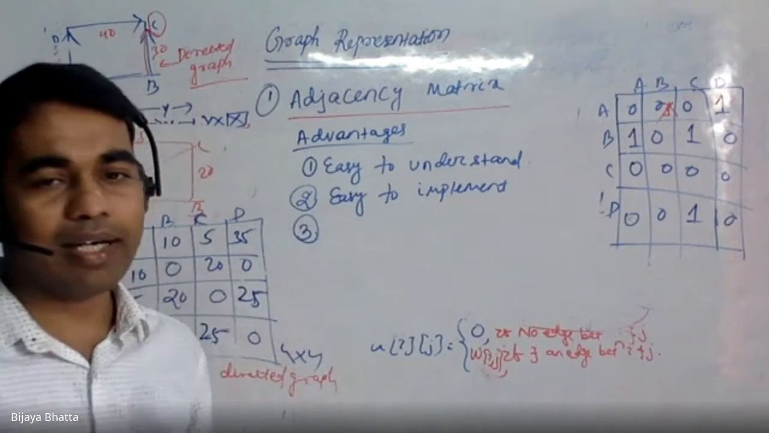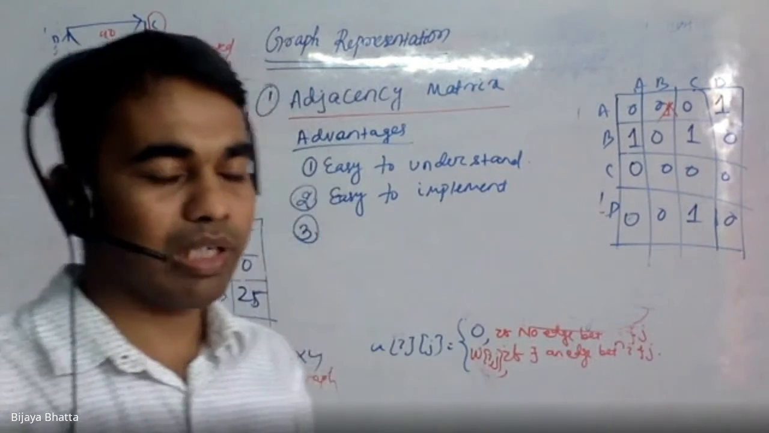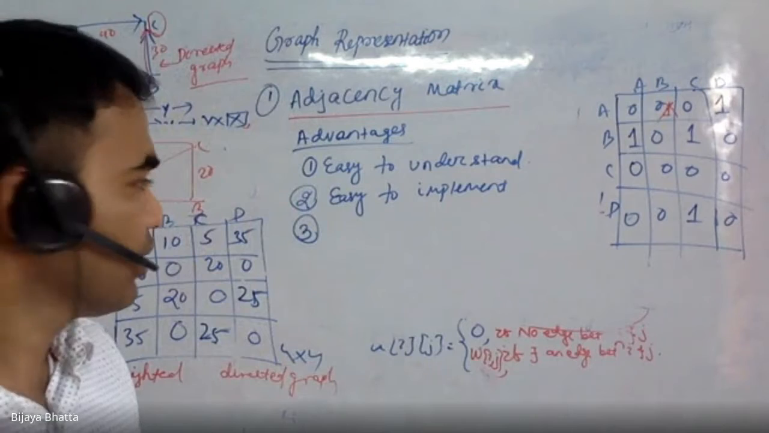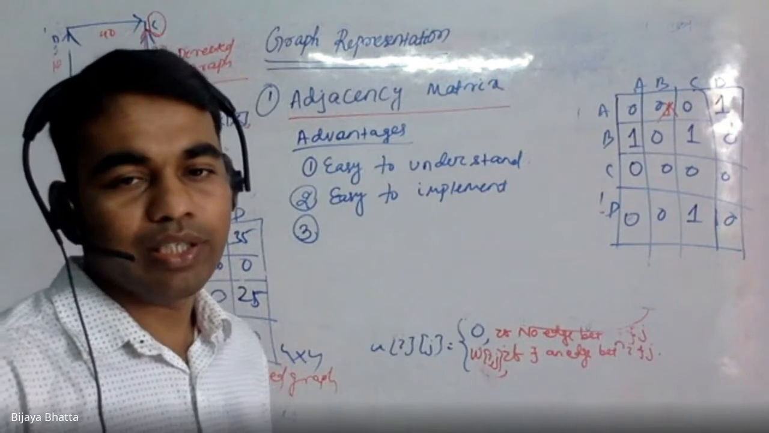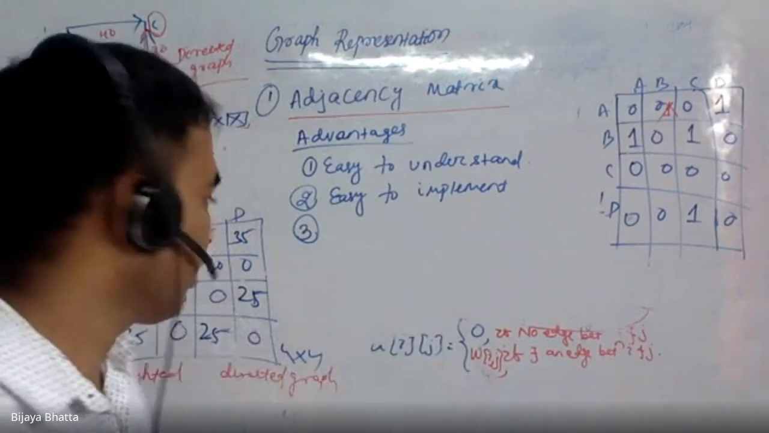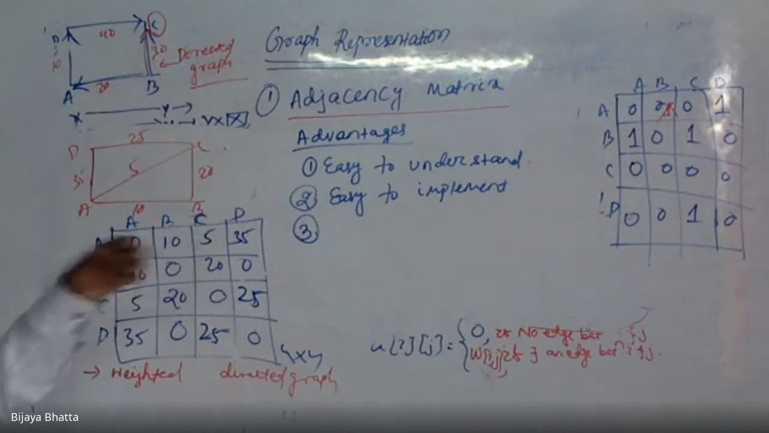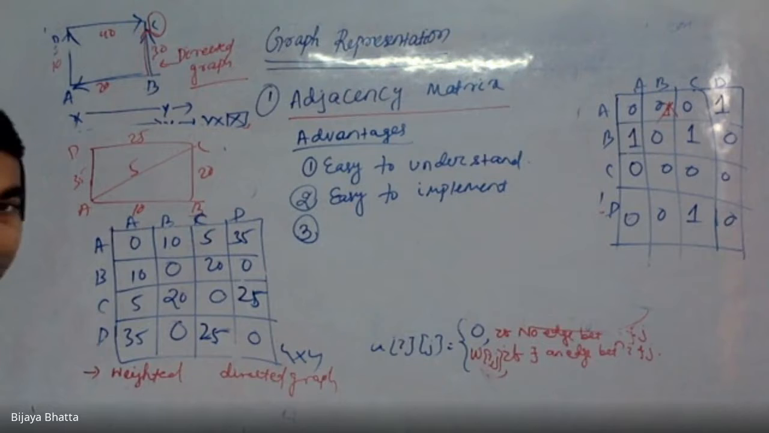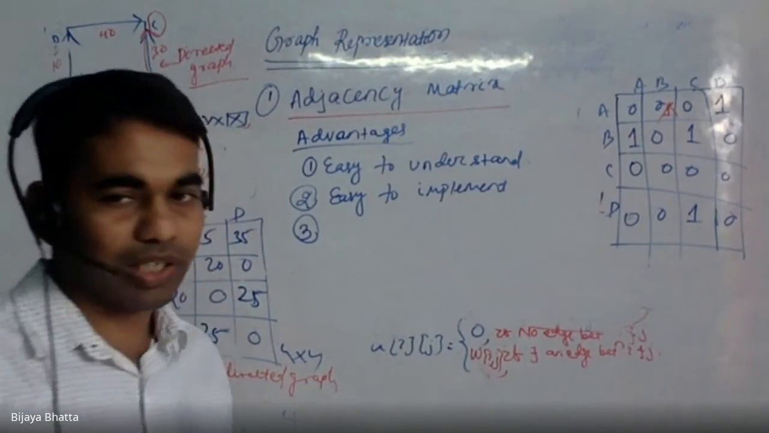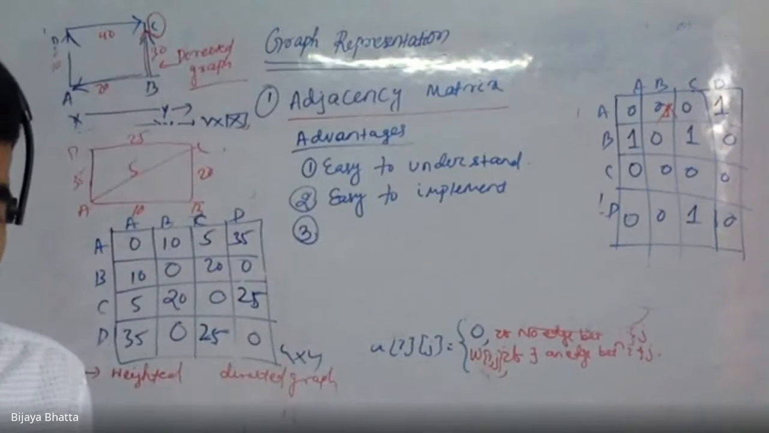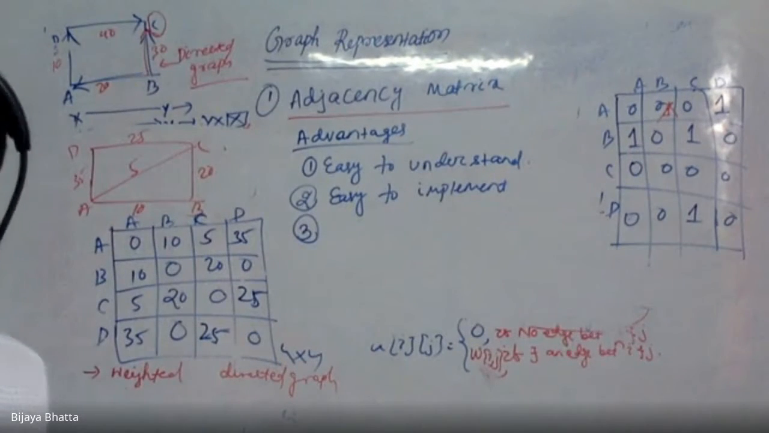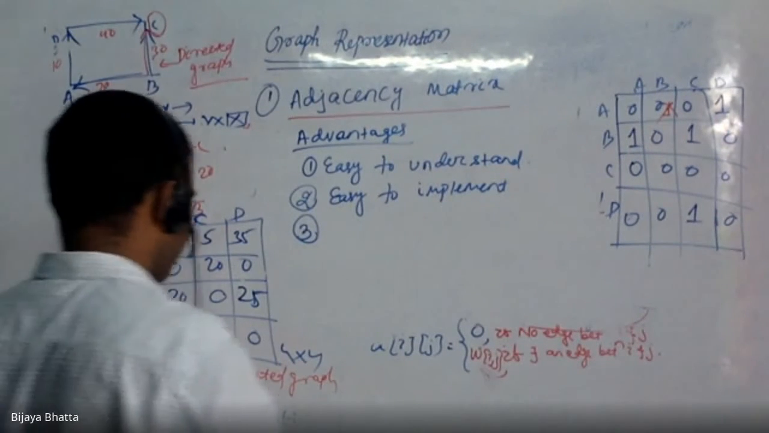Okay. So the third advantage is very important. This is with respect to time complexity. If I ask you, if there exists an edge from B to C, how much time complexity will you take in order to answer that? I'll repeat my question. Can anybody answer? What is the time complexity?